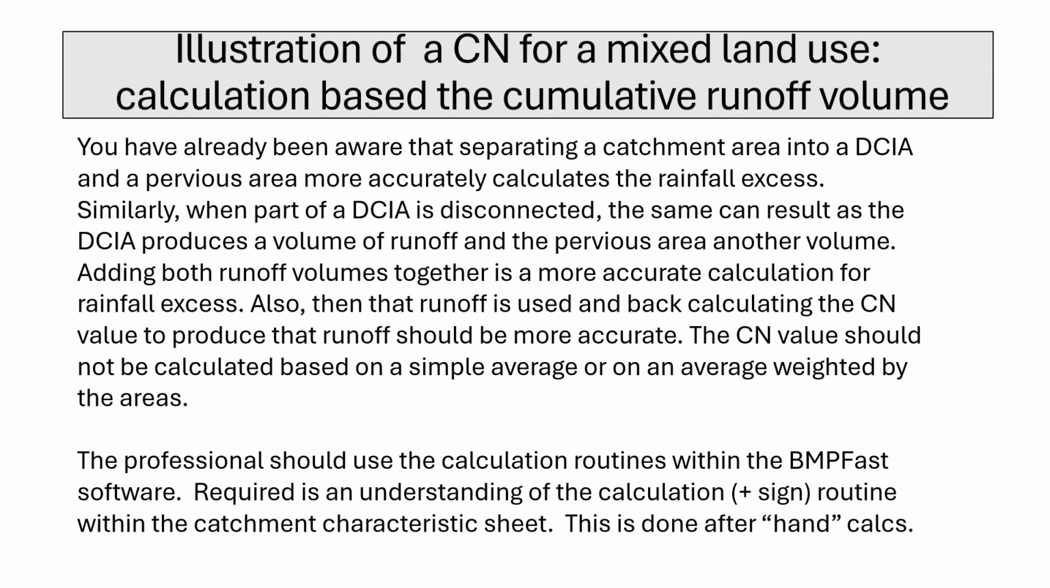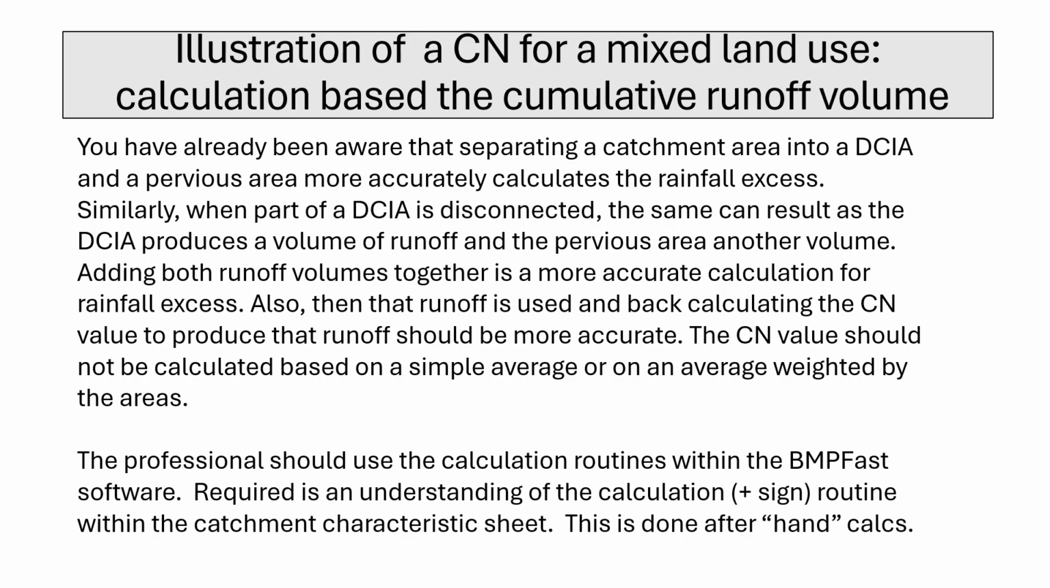The key to more accurate calculations for rainfall excess, especially in mixed land use scenarios, is to add these individual runoff volumes together. This method provides a much more precise total than simply averaging curve number values. Consequently, when we back-calculate the curve number from this combined runoff, the resulting value is significantly more accurate than a simple average or an average weighted solely by the areas involved.